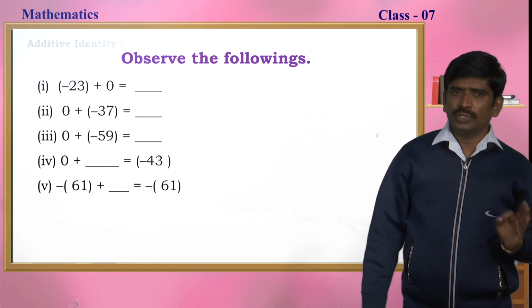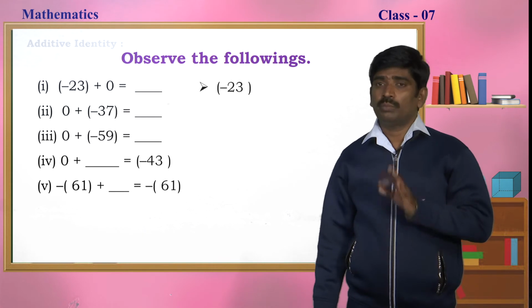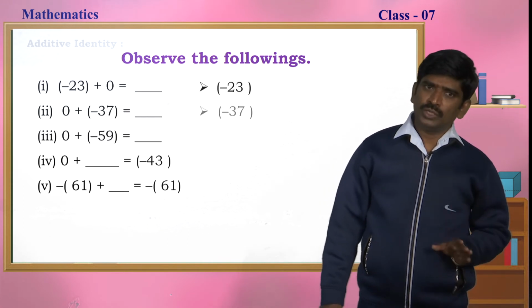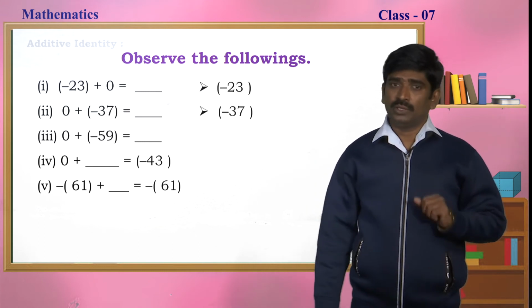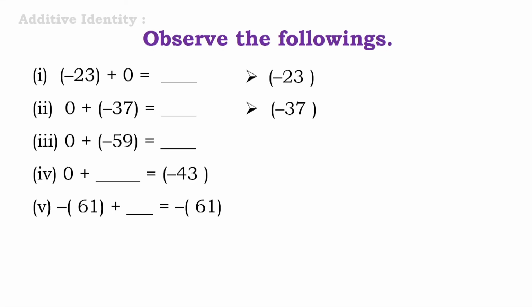Can we check? Minus 23 plus 0 is equal to minus 23. Second one, 0 plus minus 37 is equal to minus 37. Third one, 0 plus minus 59 is also minus 59. Fourth one, 0 plus what do we add here to get minus 43? Yes, we add minus 43 to get minus 43. 0 plus minus 43, we get minus 43. The answer is minus 43. Minus 61 plus what do we add here to get minus 61? That is 0.